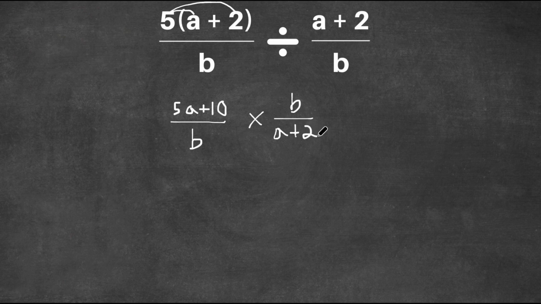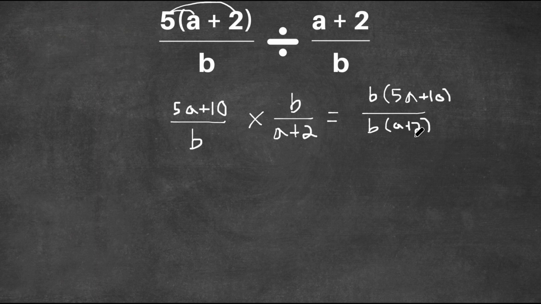And now that we have this, we're simply going to multiply these two fractions. And remember, we multiply our two denominators, and we multiply two numerators. So b times (a plus 2), I'm simply going to write it as b times (a plus 2), and (5a plus 10) times b is simply b times (5a plus 10).